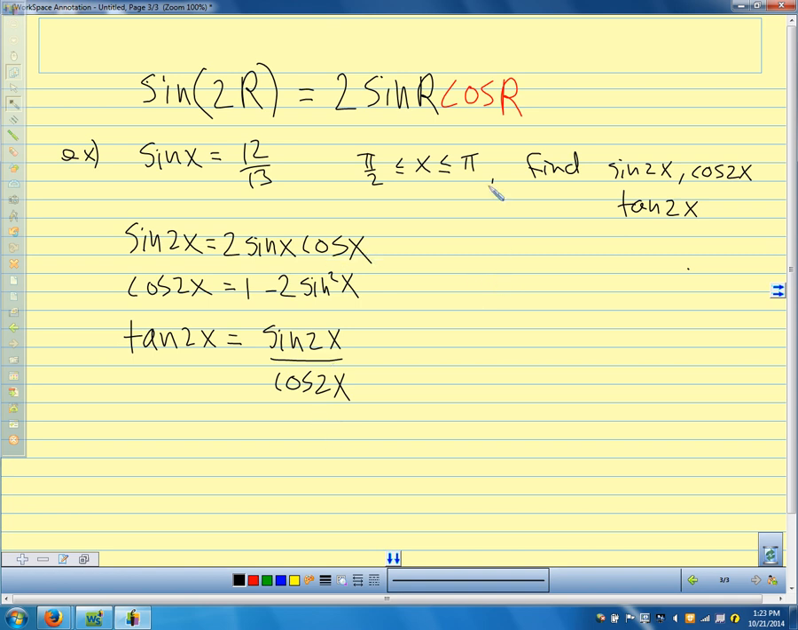All right, so let's draw our triangle. Pi over 2 is less than or equal to x less than or equal to pi. What does that tell us about this problem? Where's our angle? Quadrant 2. We're between pi over 2 and pi, so that tells us our angle is over here. So draw our triangle in quadrant 2. So here's my triangle in quadrant 2.